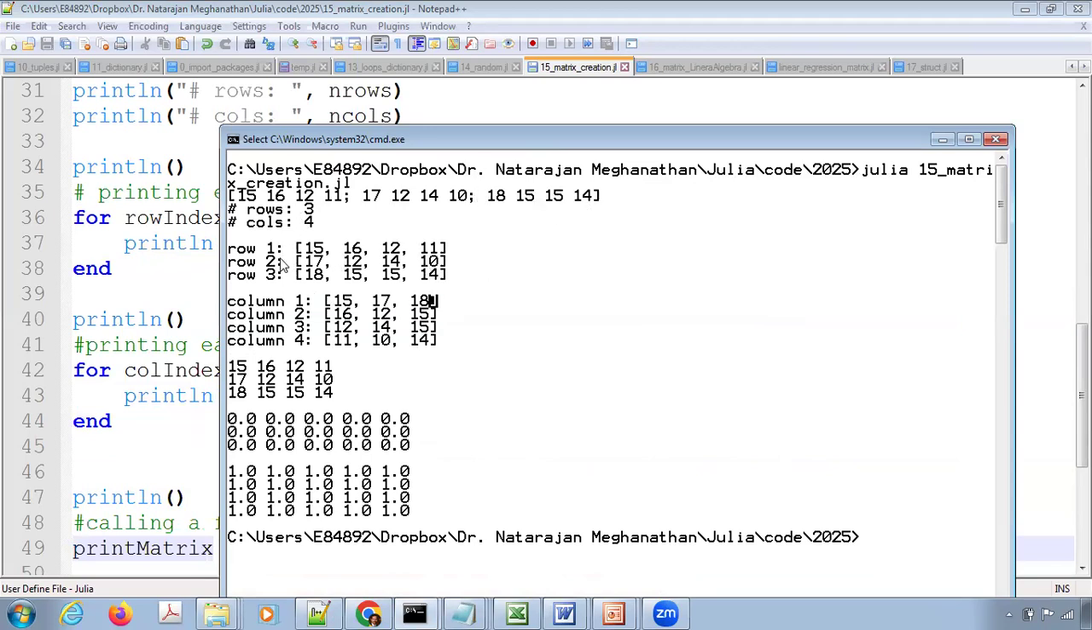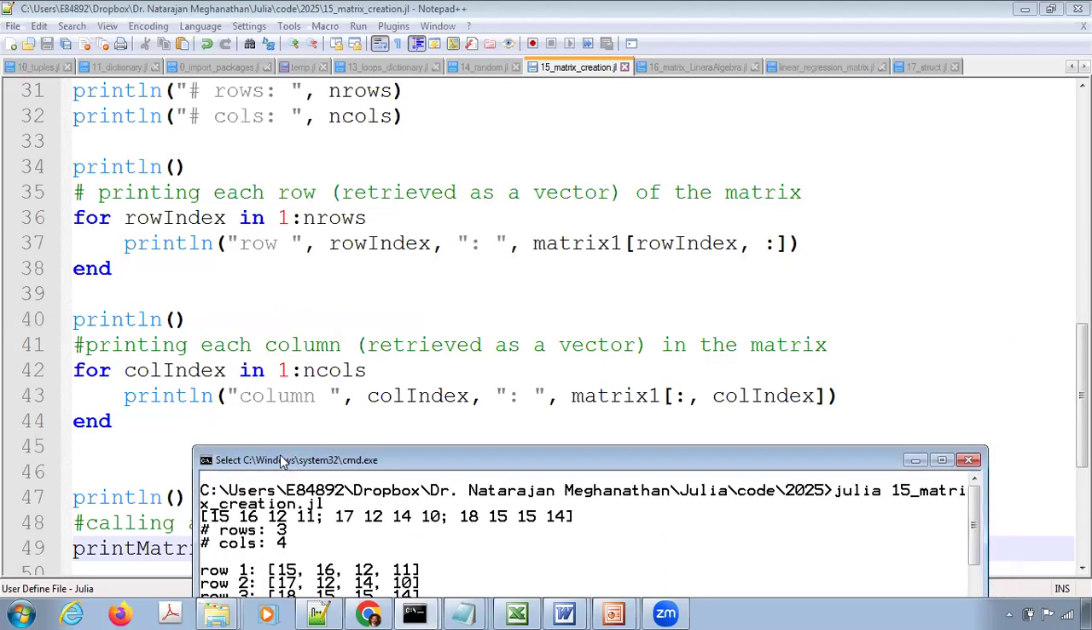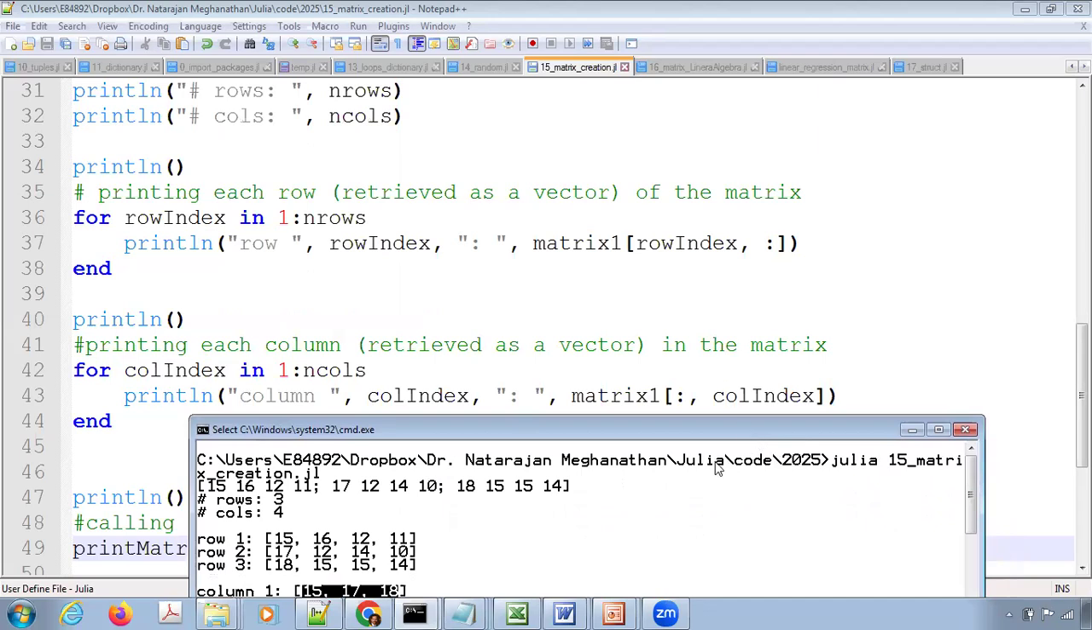So if you want to access column wise, the first column means all the first elements in each row. If you look at it here, this is the first element in row 1, the first column in row 1. This is the first column in row 2. This is the first column in row 3. So I want to print this together. This will be 15, 17, 18 now, because you're extracting this as a column vector across all rows. That's what this statement does.